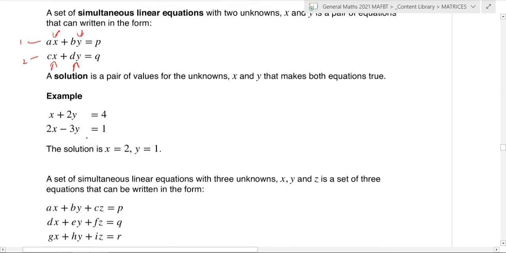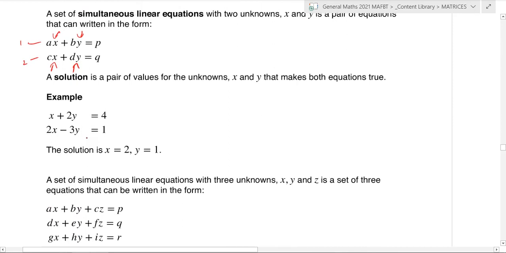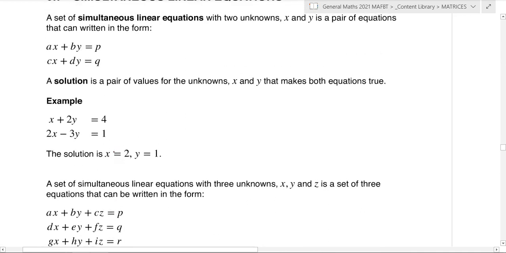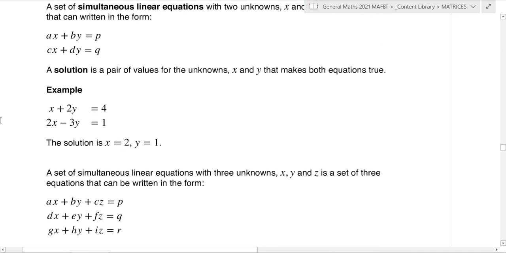Now, I'm not actually going to show you how to solve linear equations by hand here, because that's going to take up a lot of time. But if you want, you can watch some other videos. I might link some in the description below on how to solve these simultaneous equations. But we're going to actually use matrices to solve the simultaneous equations, not by hand.